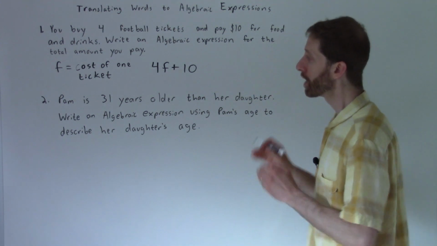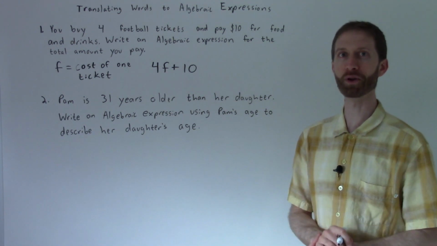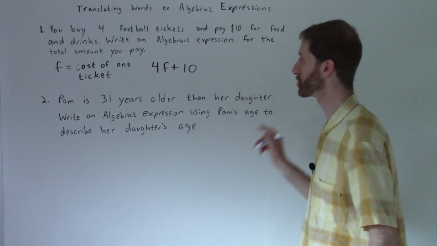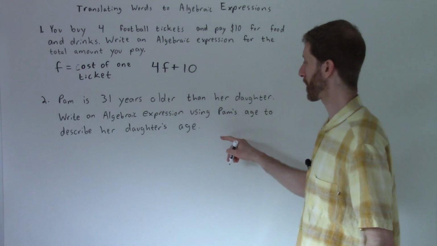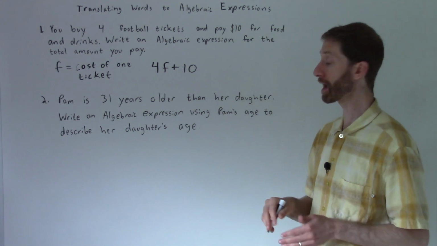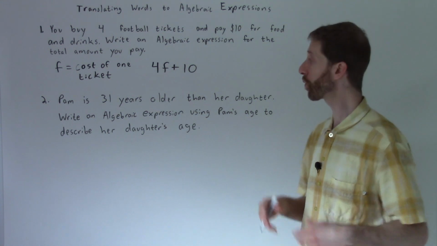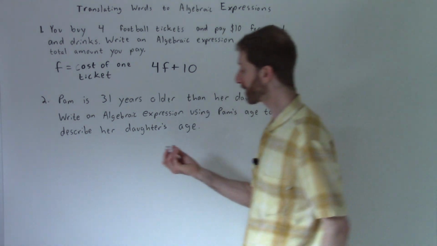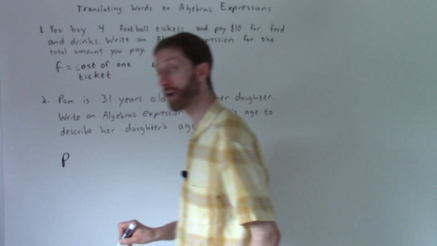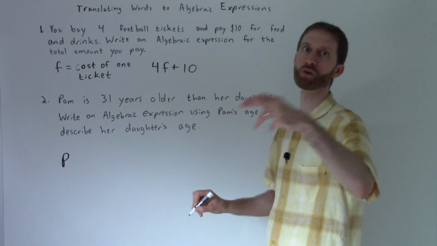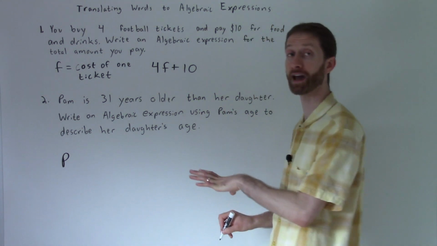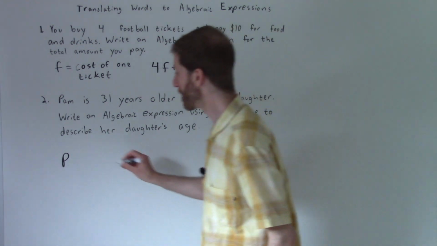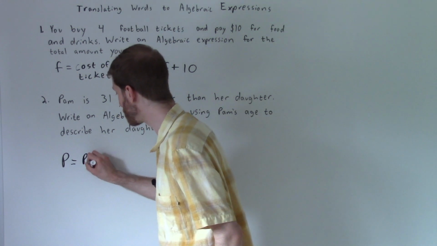Not too bad. This next one's a bit of a challenge. I figured I'd put it on there and see how you can roll with it. It says Pam is 31 years older than her daughter. Write an algebraic expression using Pam's age to describe her daughter's age. So what we don't know, and what we're being asked to use, is Pam's age. So I'm going to let P, and you pick letters so that it reminds you of what the variable stands for. You could use X, but X doesn't really remind me of Pam. That would be like Zam or something. So P equals Pam's age.